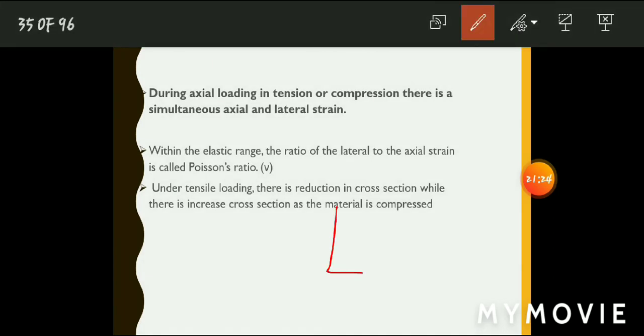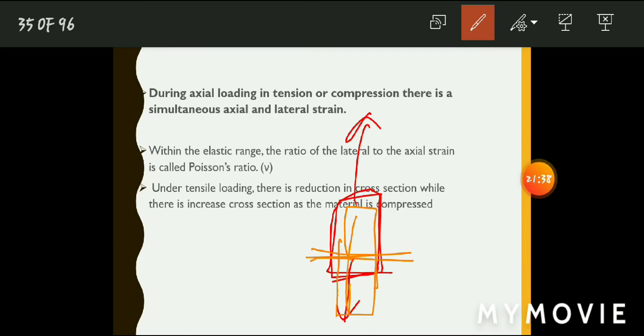Whenever a substance or a block is subjected to tensile forces, that means you are elongating it. What happens? It will elongate, as well as thin out in this direction, right? So there is change in the horizontal, that is lateral, as well as the axial side. This ratio is called the Poisson's ratio.